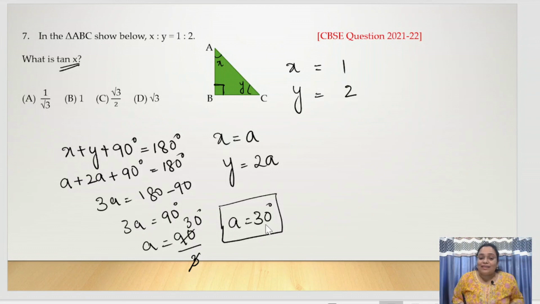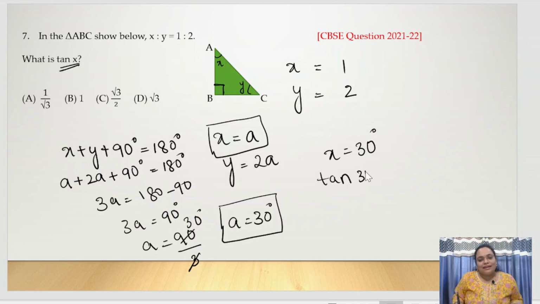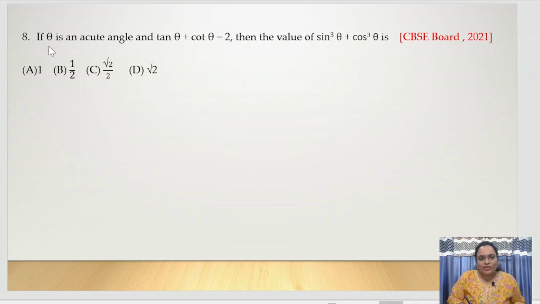When you get A is equals to 30 degrees, what is A here? A is x. So you will get x is equals to 30 degrees. When you get x is equals to 30 degrees, tan 30 degrees will be 1 by root 3. So option A will be the answer. So let us see the next question.